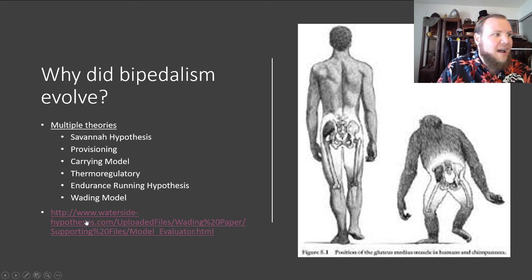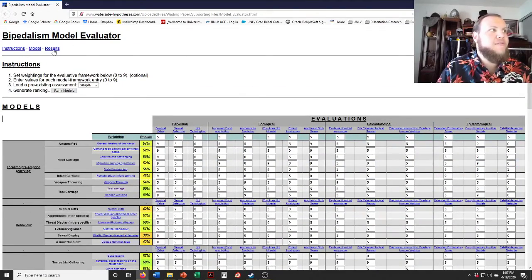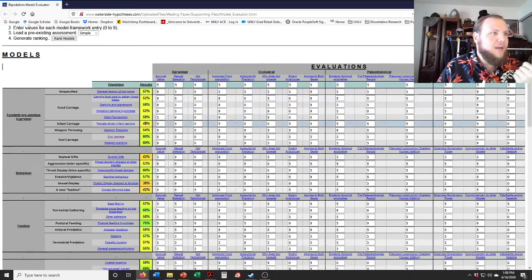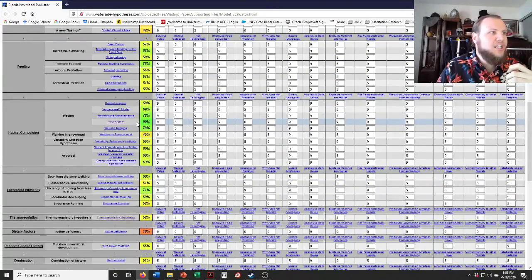And so what's cool is I included a resource for you. So in this resource, this bipedalism model evaluator, you can see how effective each of these models are in determining why bipedalism evolved. So it's really cool. They use a statistical model and they weight each trait, such as survival value, sexual selection, improved food acquisition, things of that nature. And then they can tell you the results of it. So we see here that the highest percentage is actually the river ape hypothesis.